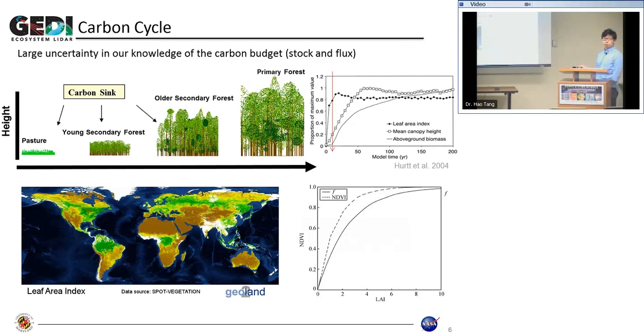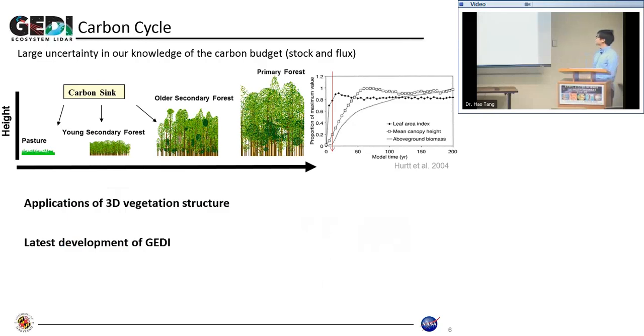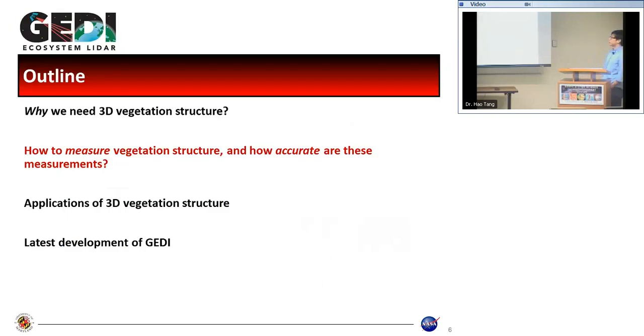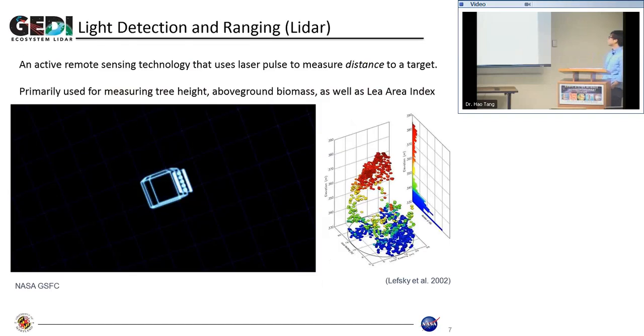And this pretty much forms the basis for why we need a more accurate vertical stratification of LAI. So how do we measure the vertical structure, and how accurate are these measurements? This is my second question here.